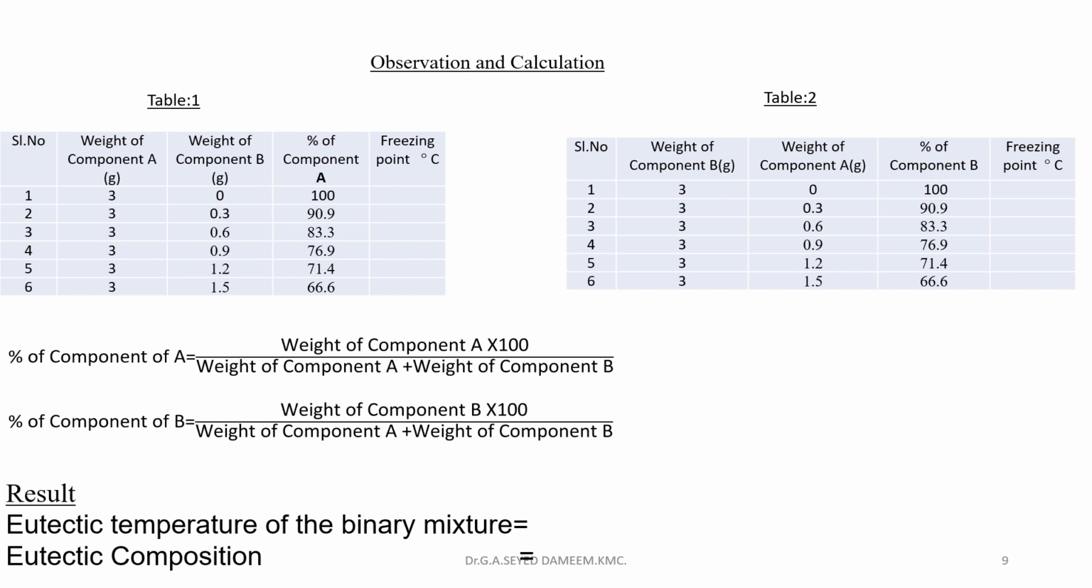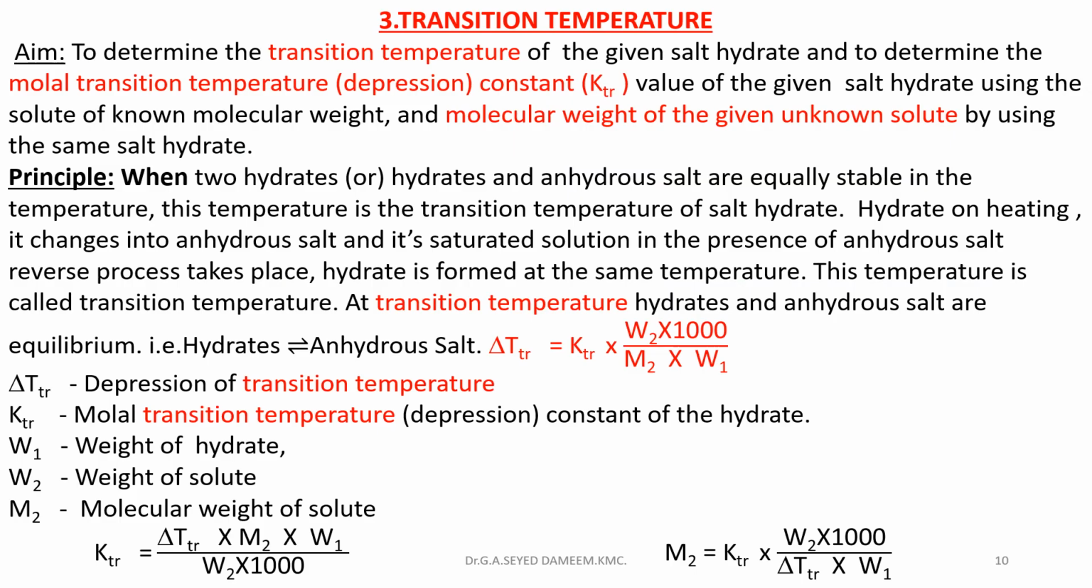This slide shows tabular columns and percentage composition of a calculation and the result of the experiment, that is eutectic temperature of binary mixture and also the eutectic composition. The next experiment is transient temperature experiment.